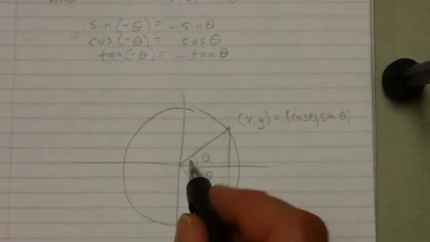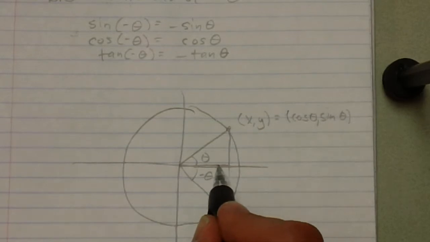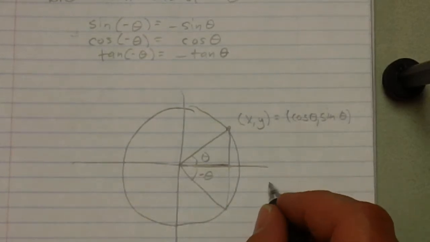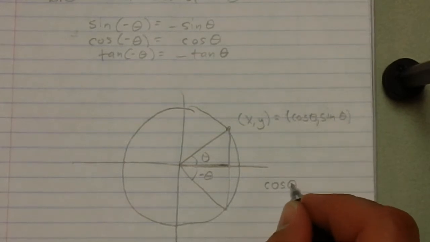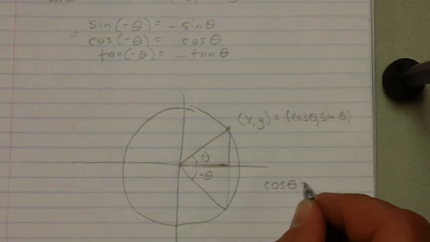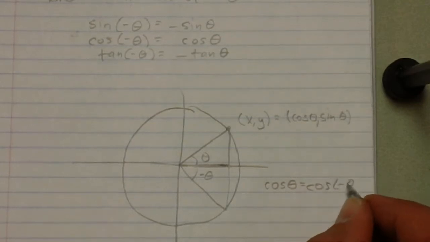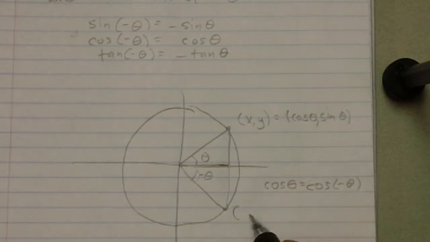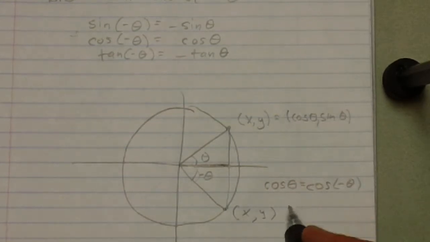So if you look, this value along here, our x value, is going to be the same, right? So what we have here is the cosine of theta is going to be the same as the cosine of negative theta, right? Because for negative theta and theta, this x value here is going to be the same.